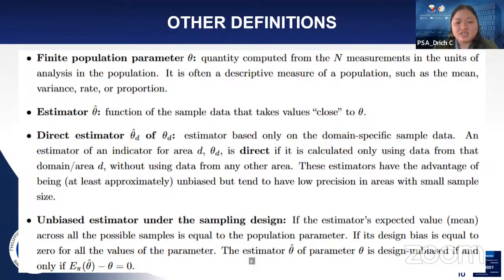While the direct estimator, or theta hat sub D of theta sub D, is the estimator based only on domain-specific sample data. For example, we have the estimator theta hat. This is the estimate for the total country.